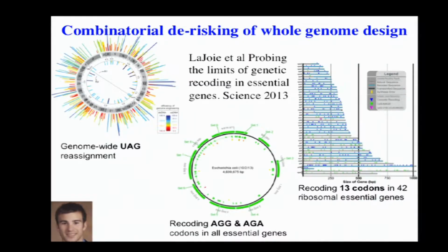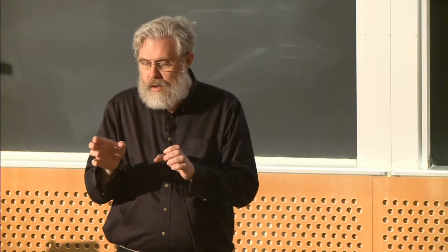So now, if we're going to build a genome that's radically different, let's say radically different here defined as 7 to 13 codons changed genome-wide, freed up, liberated, meaning that we use the synonyms in the genetic code.